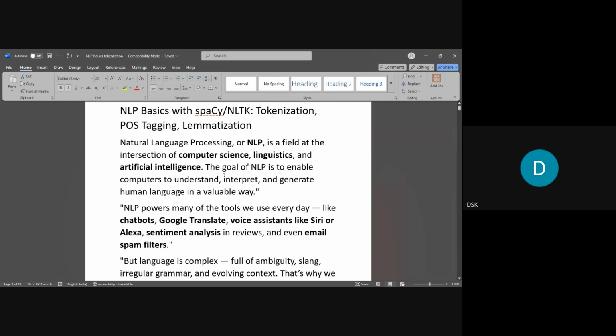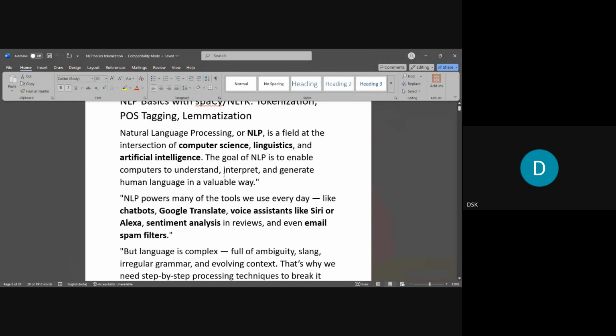Natural language processing, or NLP, is a field at the intersection of computer science, linguistics, and artificial intelligence. The goal of NLP is to enable computers to understand, interpret, and generate human language in a valuable way. Basically, NLP powers many of the tools we use every day, like chatbots, Google Translate, voice assistants like Siri and Alexa, sentiment analysis in reviews, and even email spam filters.